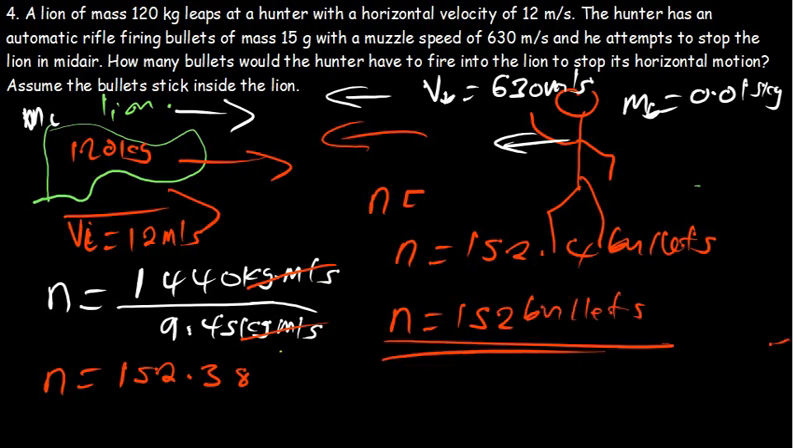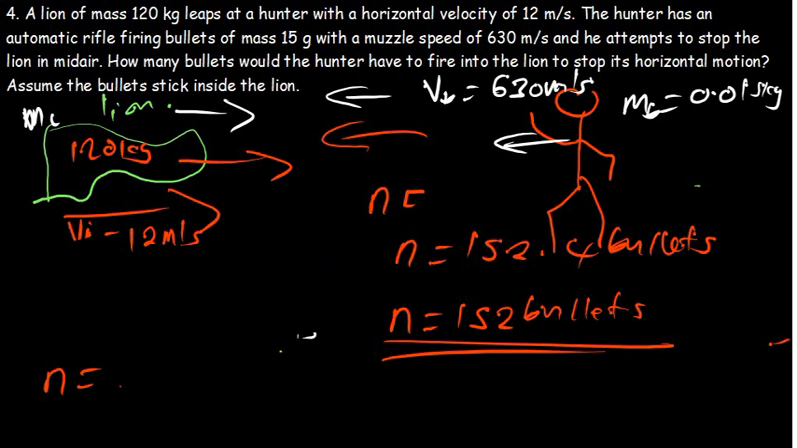So 152 bullets are the ones required for it to stop the lion. Now, using the formula which we said, I want us to prove this. The net momentum has to be 0. So we said the net momentum has to be the momentum of the lion minus n times the momentum of the bullet. So we are saying that it's supposed to be 0.